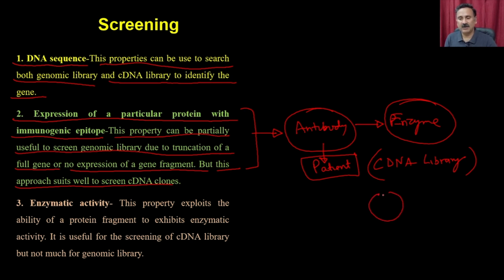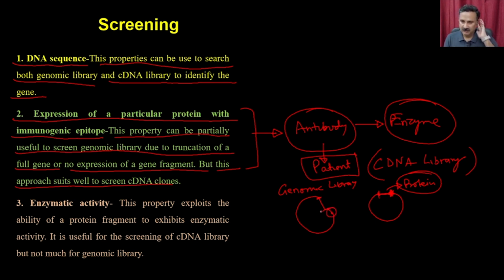Suppose this is the clone and this is the gene you have inserted, right? This is the messenger RNA, the cDNA. It is actually going to produce the protein, okay, and this protein can then be detected with the help of the antibody. Whereas in the case of a genomic library, the problem is that it sometimes may have truncated proteins, right? So sometimes it may have half protein and half gene maybe of the other.